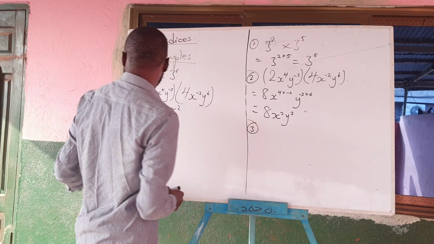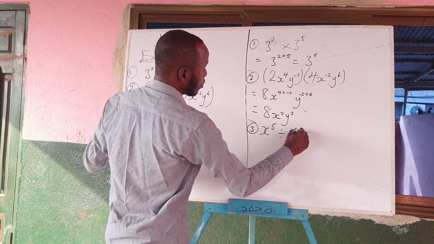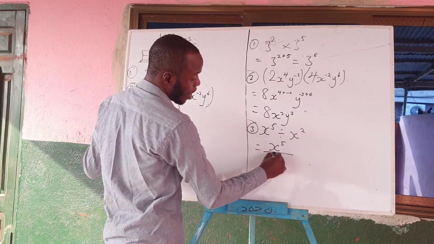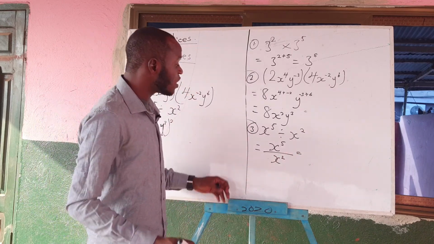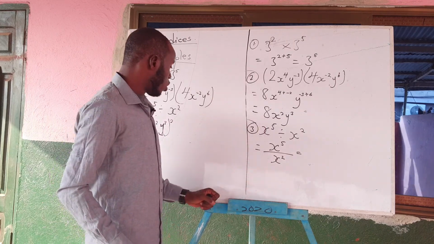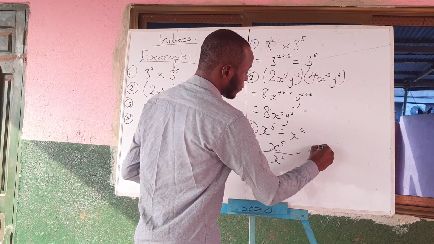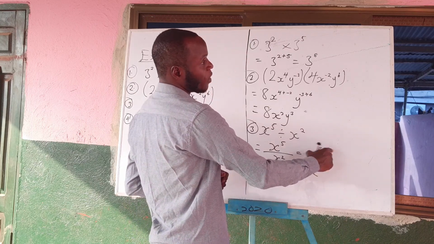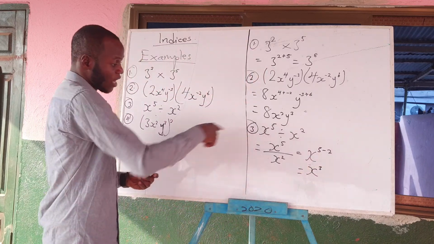So number 3, we have x to the power 5 dividing x to the power 2. We could express this as x to the power 5 over x to the power 2, and this has to do with the second law of indices, which says that if you have the same bases and they are dividing, you take one of the bases and you subtract the powers. So you'll be getting x to the power 5 minus 2, which is going to give you 3. This will be the end of this question.